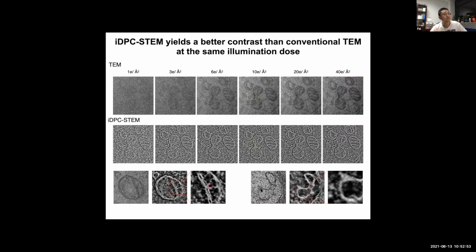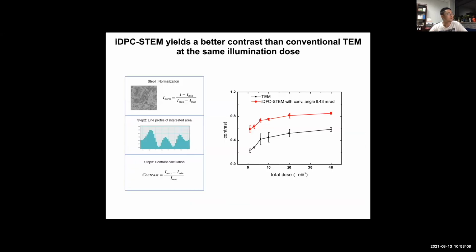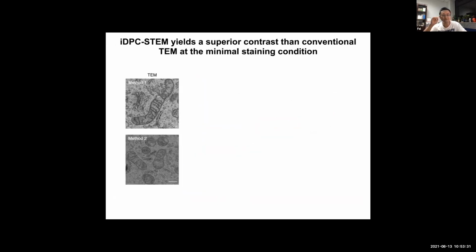So from this comparison, we can conclude that ITPC STEM can yield a better contrast and also a good resolution in molecular details. Then we made a quantitative comparison by using this line profile method to measure the contrast of the different images. As we can see here, the ITP system always has a better contrast than the TEM micrograph. So this is the first kind of test. And how about the second test?